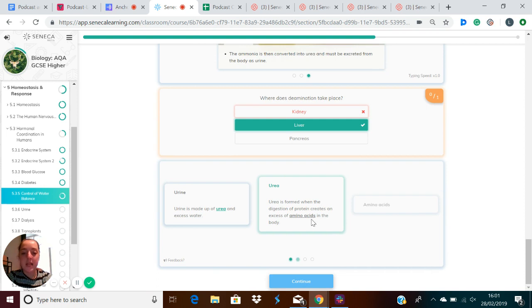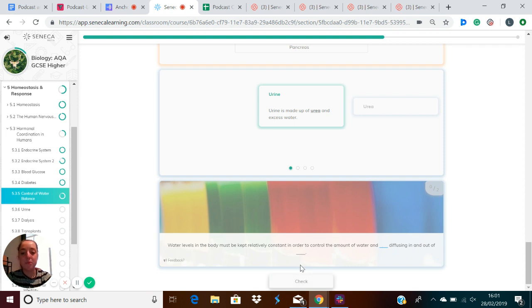Urea is formed when the digestion of protein creates an excess of amino acids in the body. In the liver, these amino acids undergo a process known as deamination, and the waste product is ammonia. Ammonia is highly toxic, so it is converted to a less harmful compound called urea. Urea is then excreted from the body.